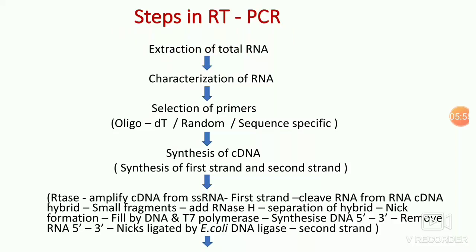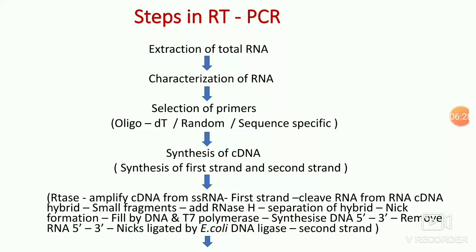Next, steps in RT-PCR. The first step is extraction of total RNA. Next is characterization of RNA. The third one is selection of primers. Usually oligo-dT primers or random primers or sequence-specific primers are used. The next step is synthesis of strands. The synthesis of cDNA is an important step.